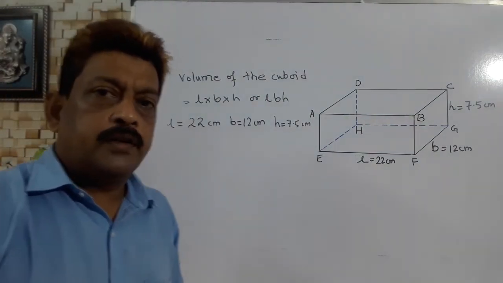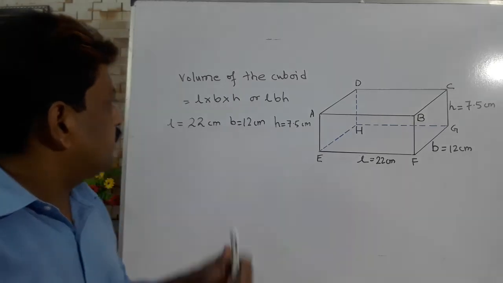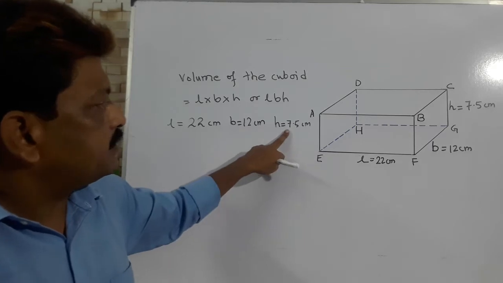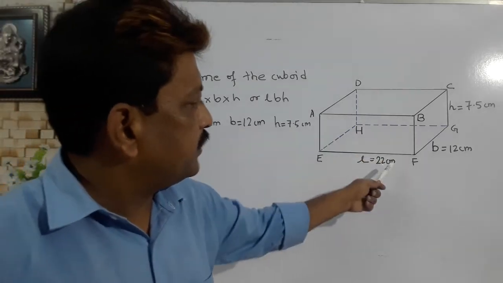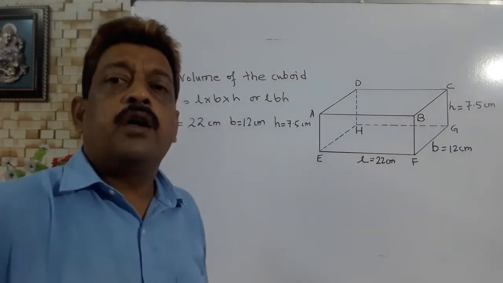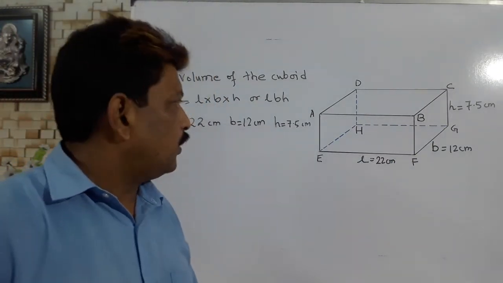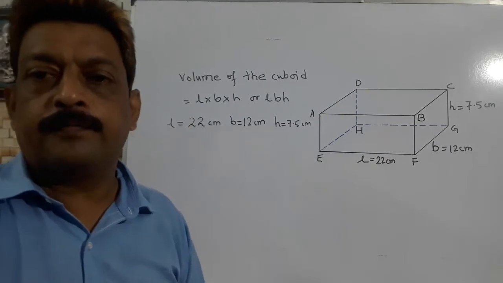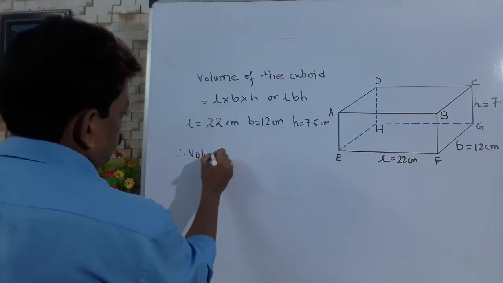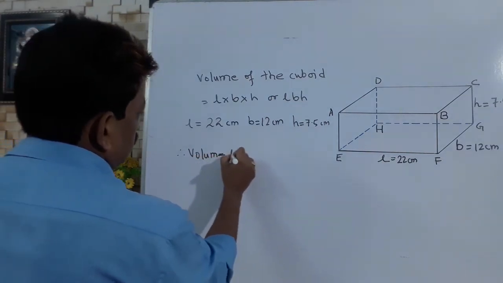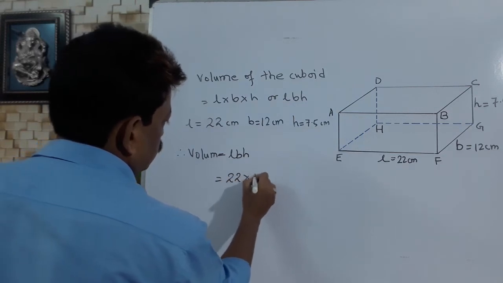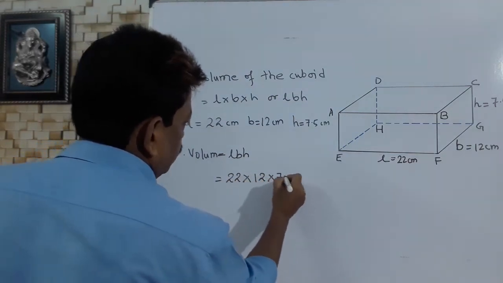So as you can see in the figure, the length is given as 22 centimeter, breadth is 12 centimeter and height is 7.5 centimeter. We need to find the volume of the cuboid. Therefore, volume equals LBH, equals 22 into 12 into 7.5.